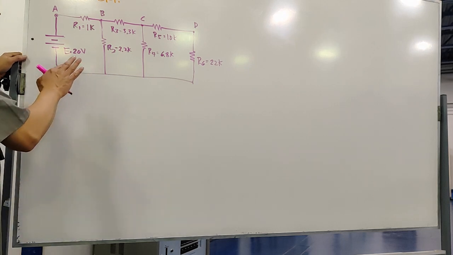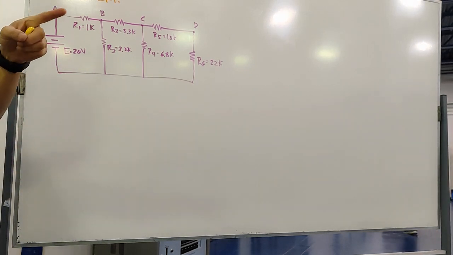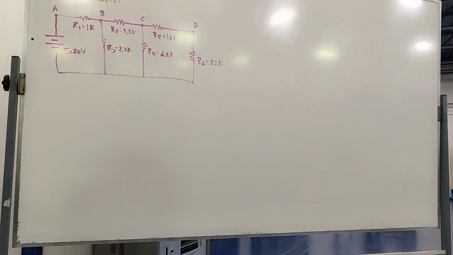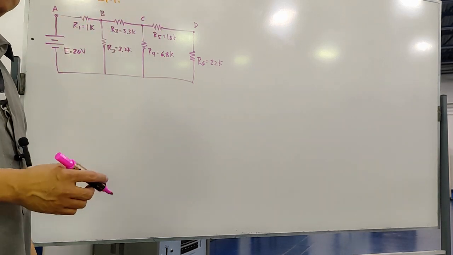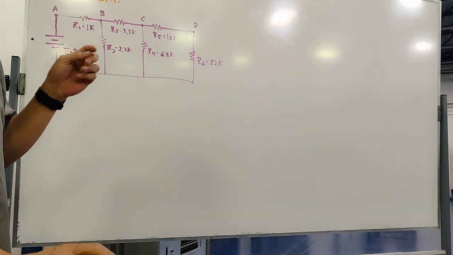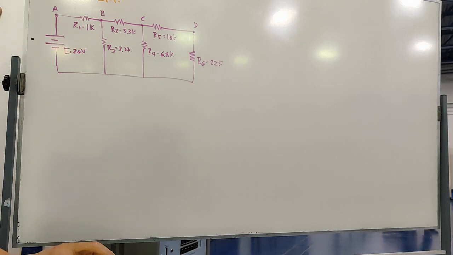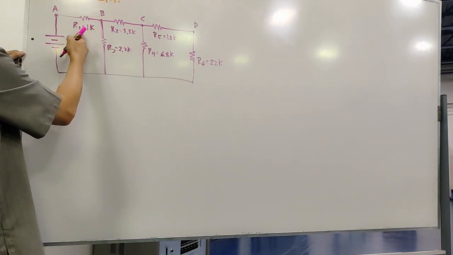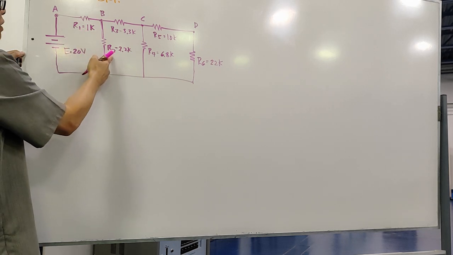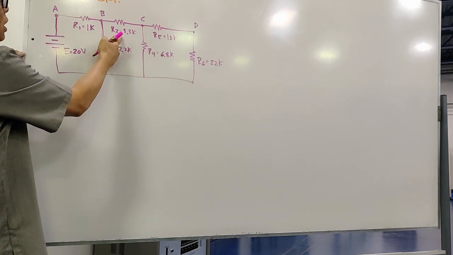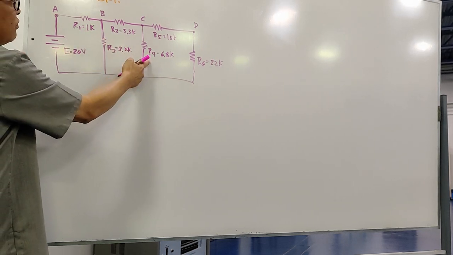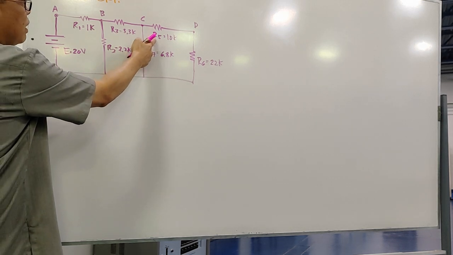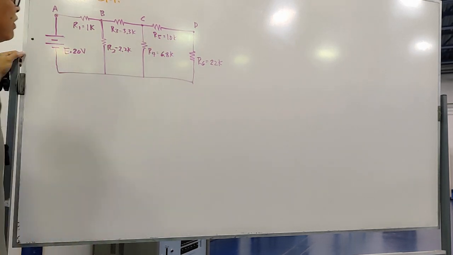So this is the circuit that you experimented with previously. We call it a ladder circuit. In this example we have 6 resistors: R1 is 1 kilo, R2 is 2.2, R3 is 3.3, R4 is 6.8, R5 is 10 kilo, and then we have R6.